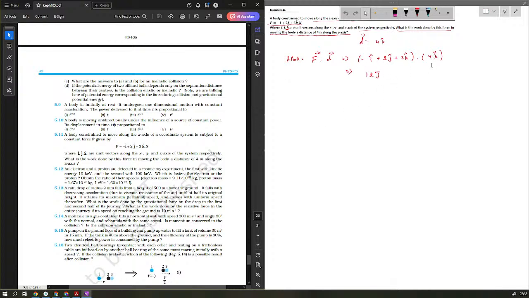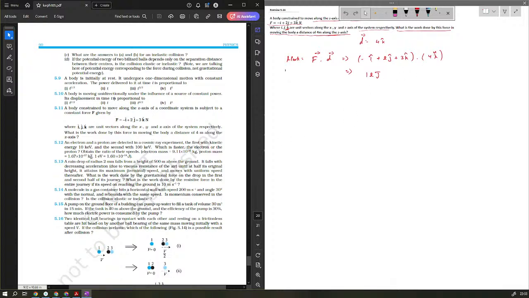Now we can use the expression for work done over here as F dot d, the scalar product of force and displacement. Since the displacement is 4 meter along the z-axis, it can be written in vector form as 4k cap. If we take the dot product of these two, then we will get 12 joule, which is the answer.